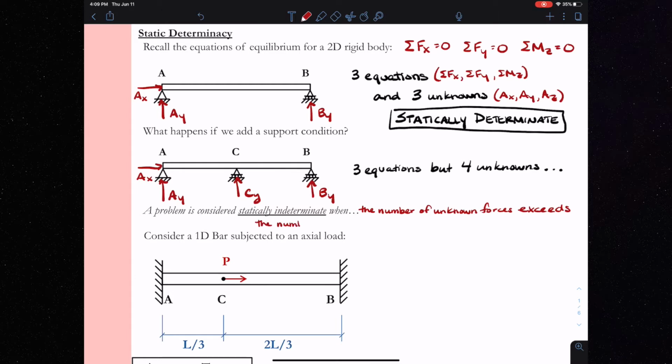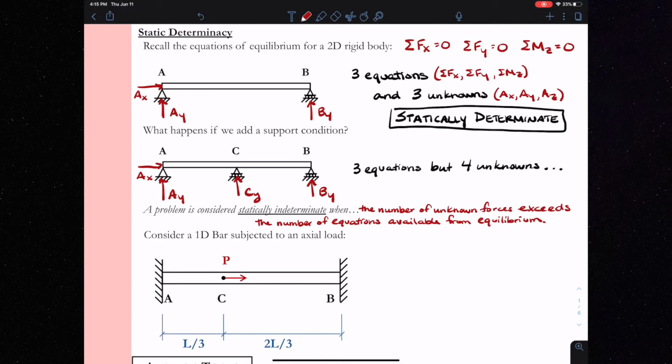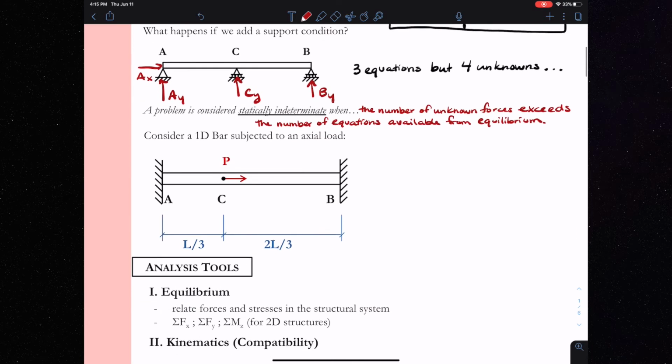Very simply put, we say a problem is considered statically indeterminate when the number of unknown forces exceeds the number of equations available from equilibrium. To further examine statically indeterminate problems, I want you to consider a one-dimensional bar subjected to an axial load. So I have this bar ACB with a load P applied at C.